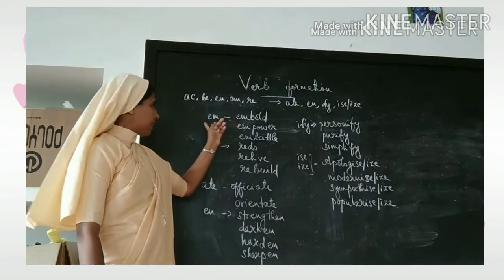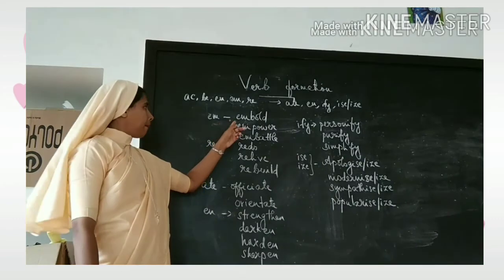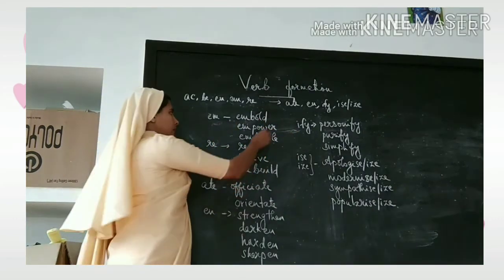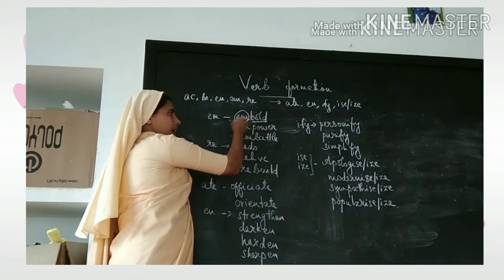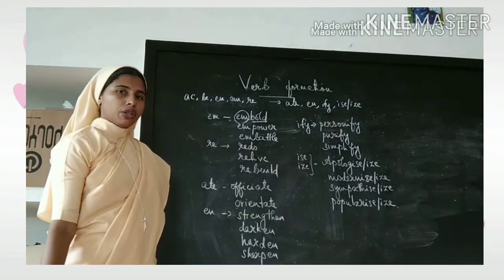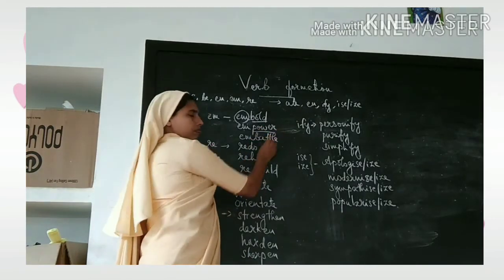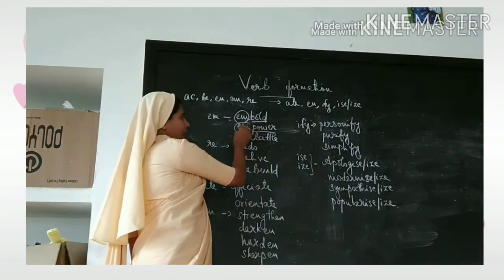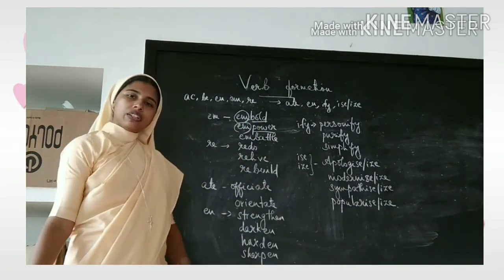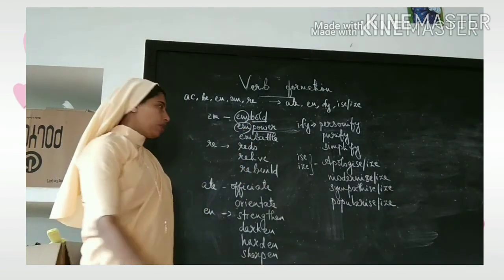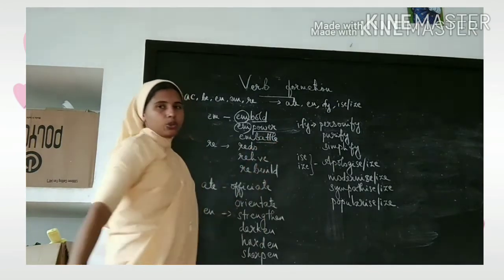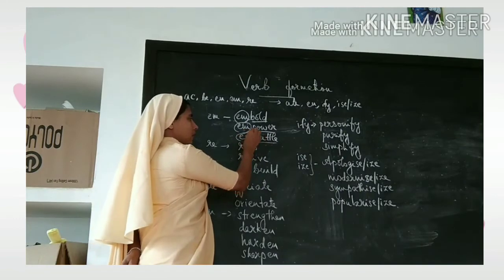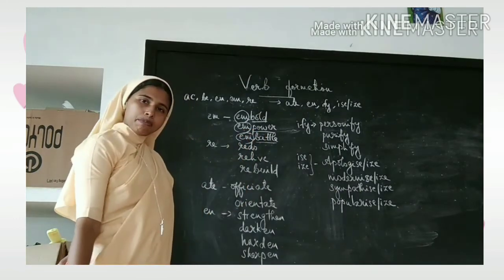The next prefix is em. Bold, as an adjective. And when you add em with it, embolden, that is a verb. Again, power, you know that is a noun. When you add em with power, you will get a new word, empower, that is a verb. Battle, definitely battle is a noun. When you add em with battle, you will get a verb, embattle.